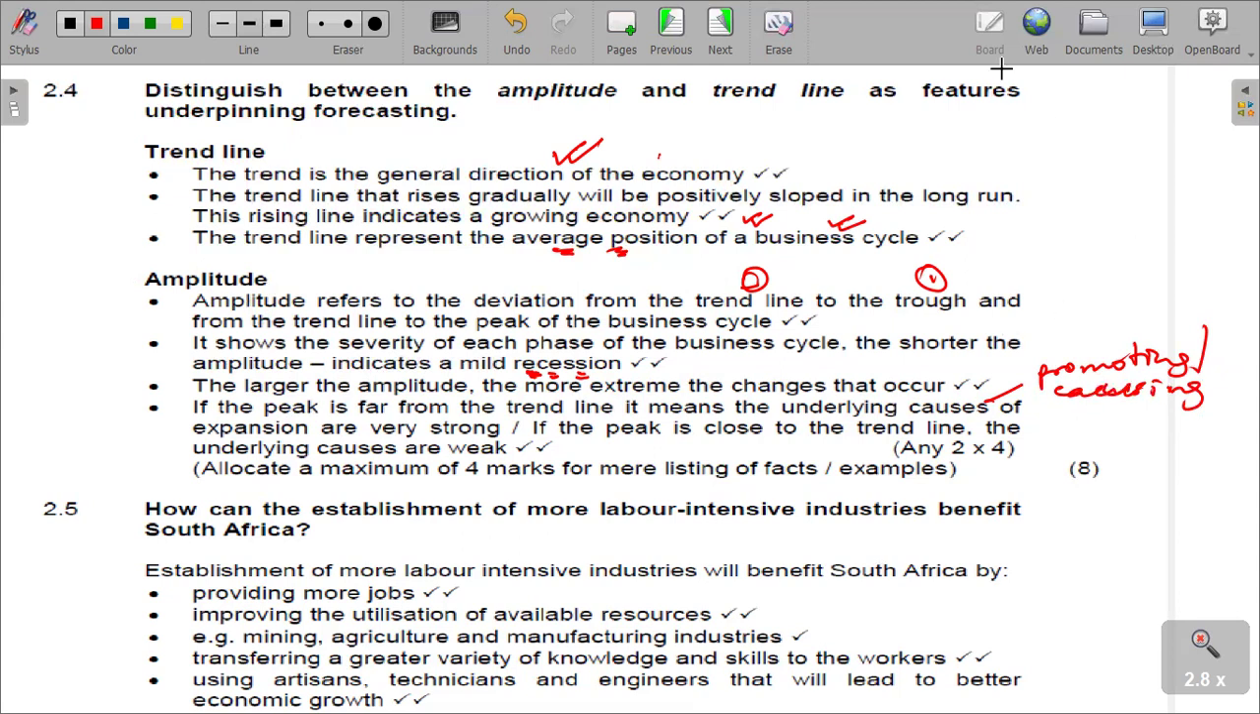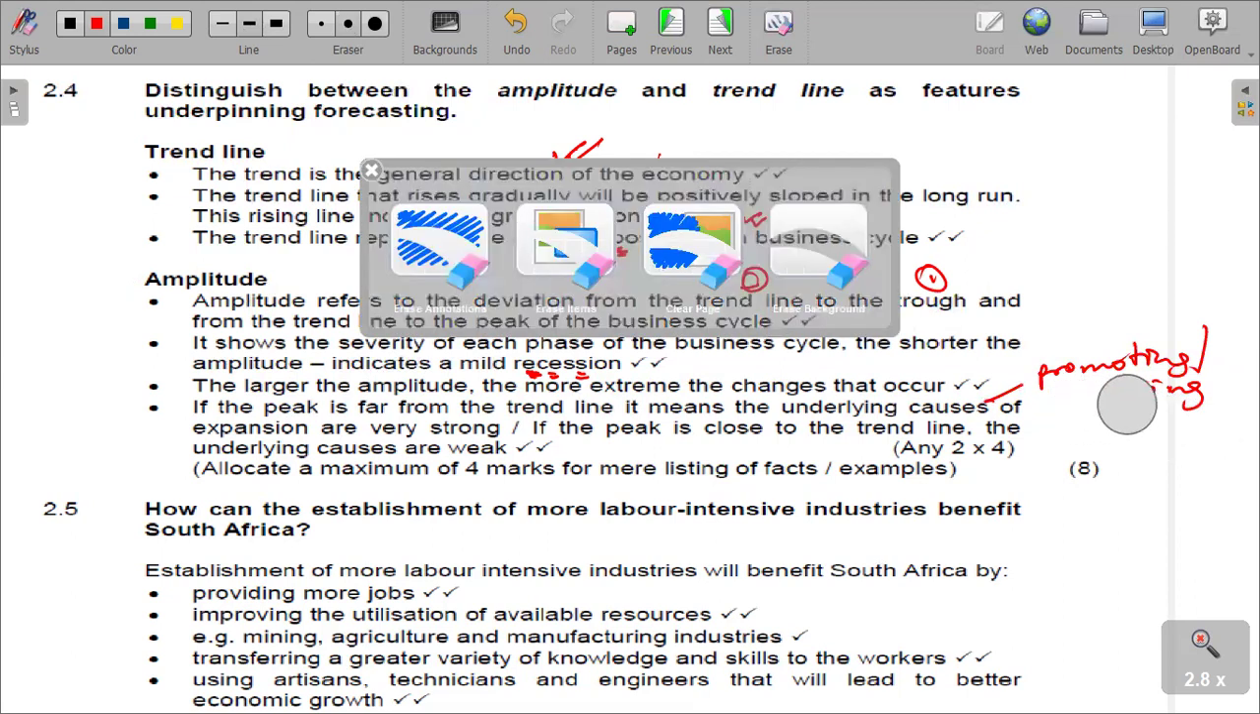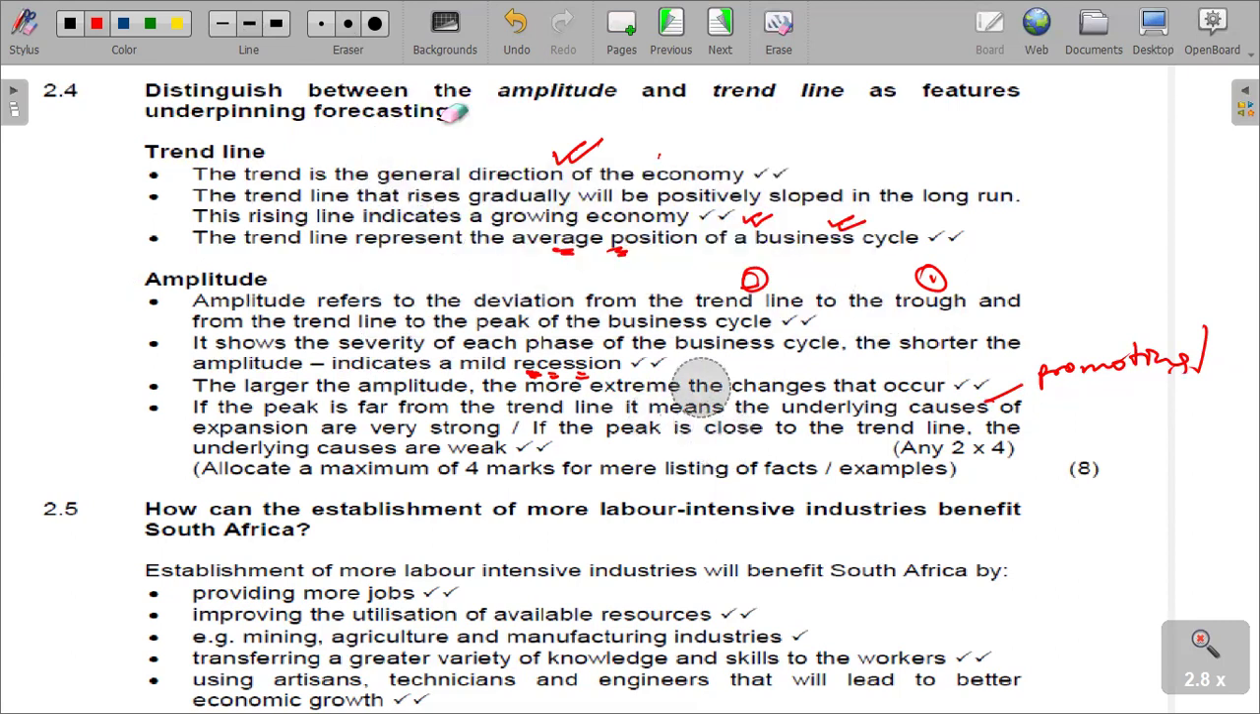The causing factors, what is happening with them? In other words, what we need to understand is that the trend line, these factors we are calling promoting or causing factors, we are referring to them as the underlying factors that have stimulated the expansion. It means the underlying factors that have caused the expansion are very strong if the peak is far from the trend line.